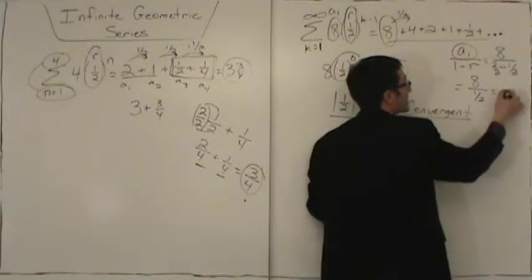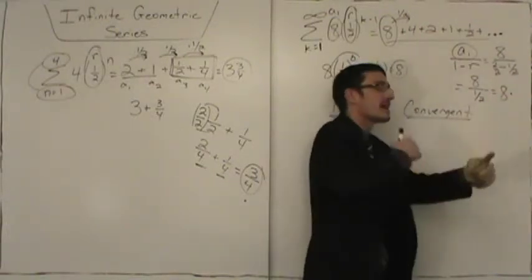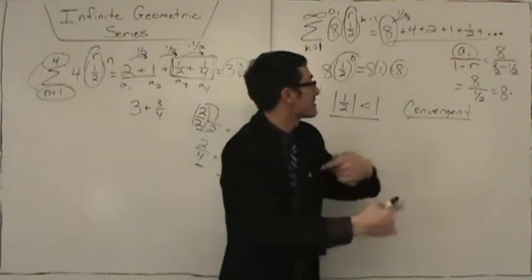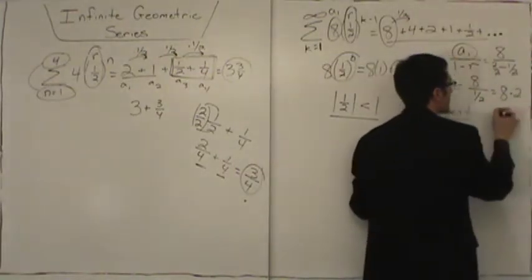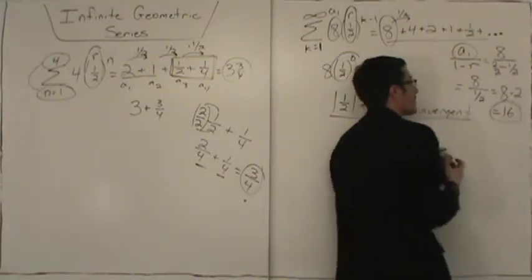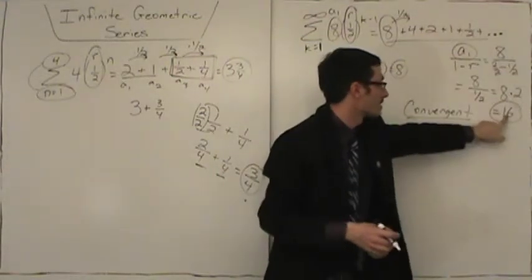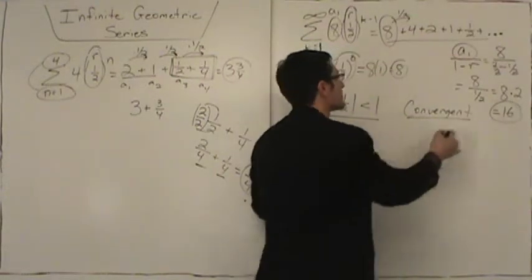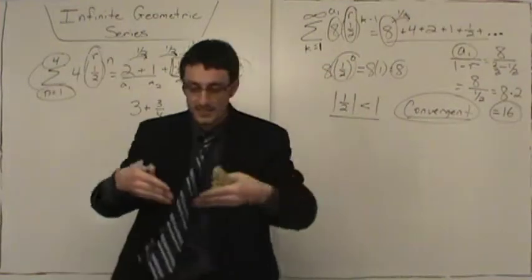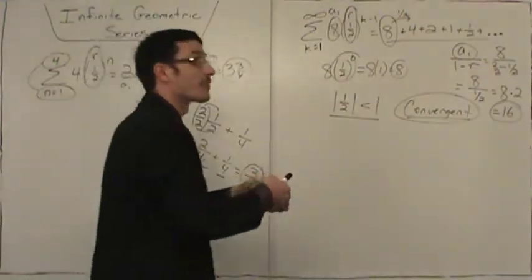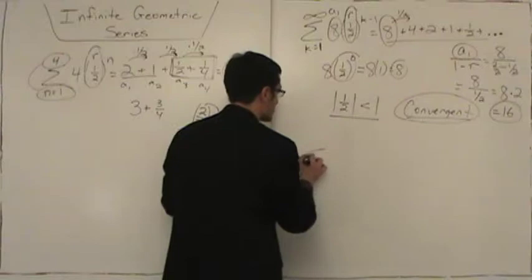8 divided by 1/2 is the same as 8 multiplied by what? 8 multiplied by the reciprocal of 1/2, which is 2. 8 times 2 is what? 16. So if we add forever, what is this going to get very close to? It's going to get forever close to 16. We say that the series converges or gets very close to 16. Forever close.